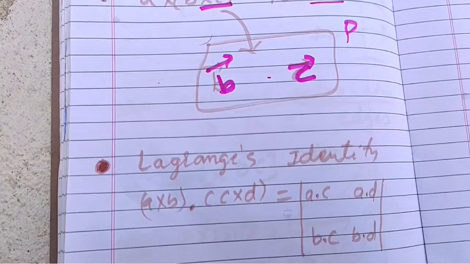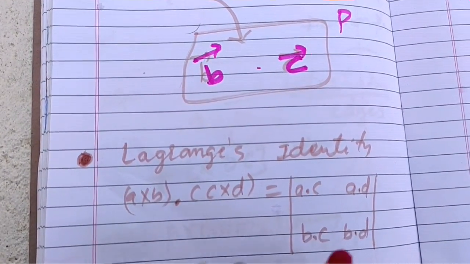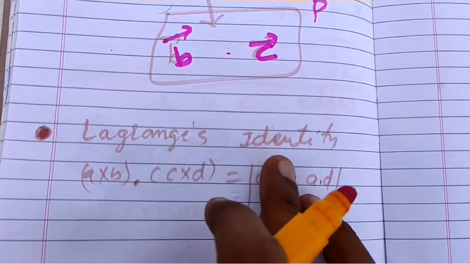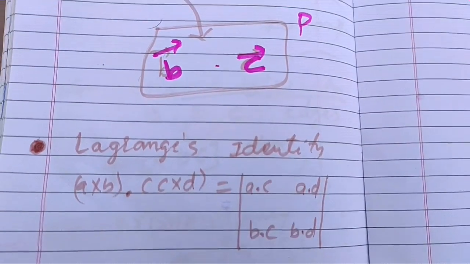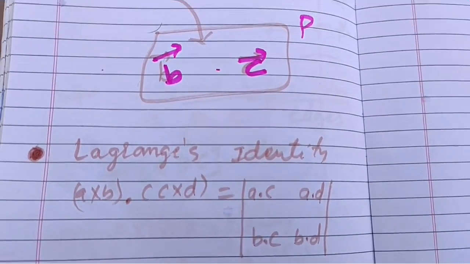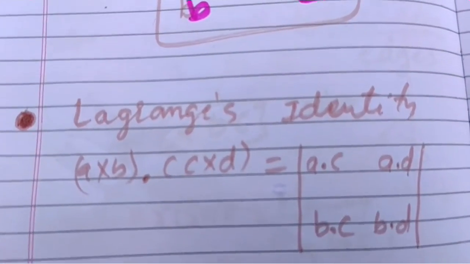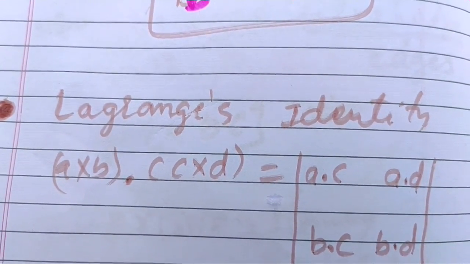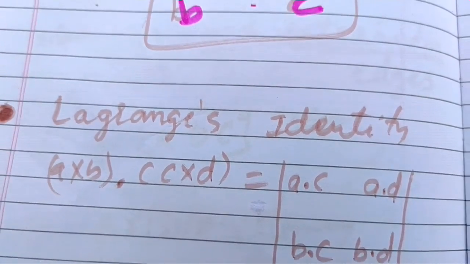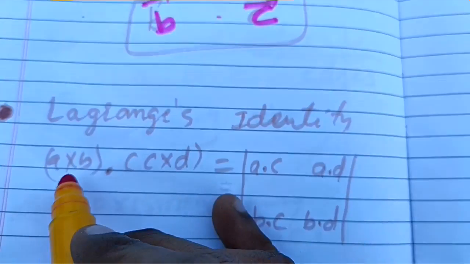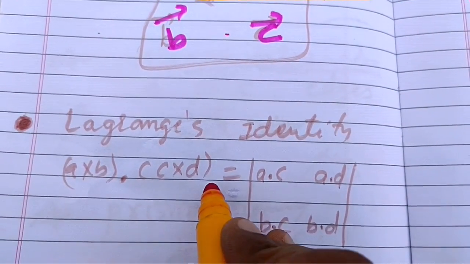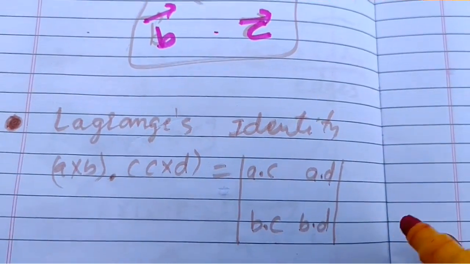And the third one. There are many, but I'm going to discuss very important things here. The next one is Lagrange's identity. In vectors, this is very important. When we have four vectors, with cross products and a dot product in between, say A, B, C, D, then A cross B dot C cross D is defined like this.